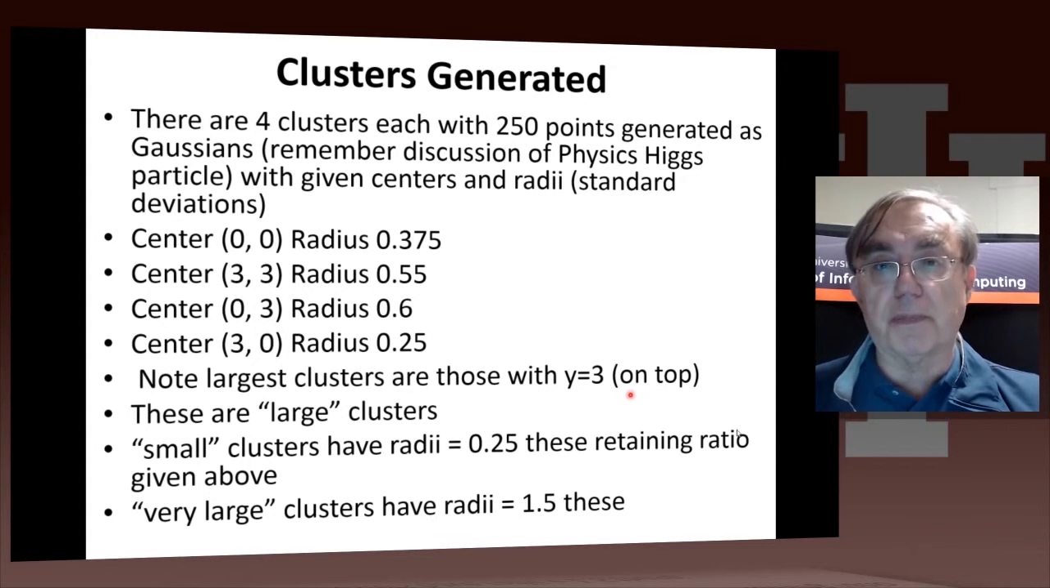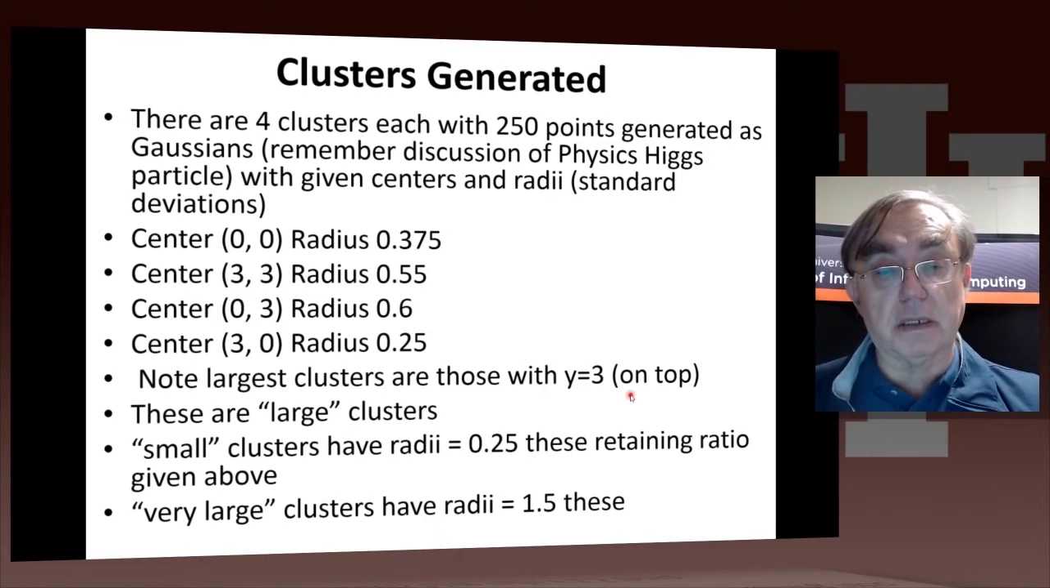The 250 points have a bell-shaped distribution, which is the Gaussian distribution, which we already discussed at length in the physics Higgs particle analysis part of this course. And we fix the centers and the radii, with the radii being the standard deviation of these clusters. So the 250 points are randomly generated. They'll be different each time you run the program, because remember, Python does not always use the same starting point. And we have 4 centers, basically at the corners of a square of side 3, starting at the origin and going up to the position 3, 3.